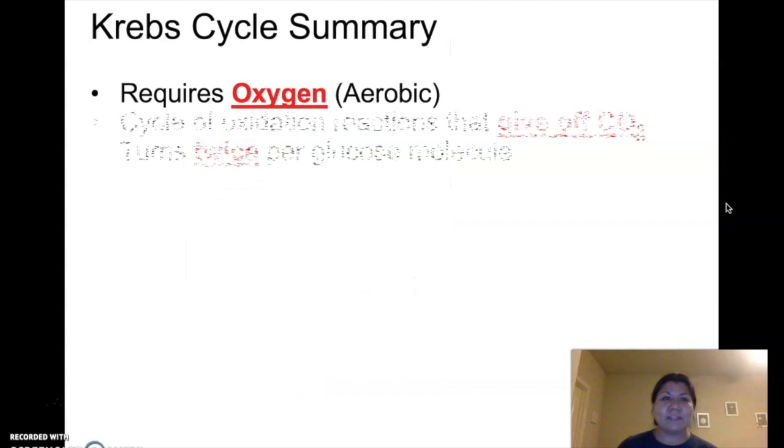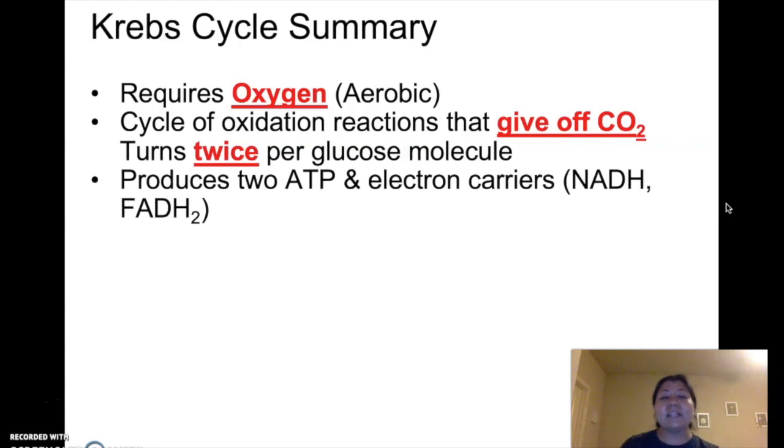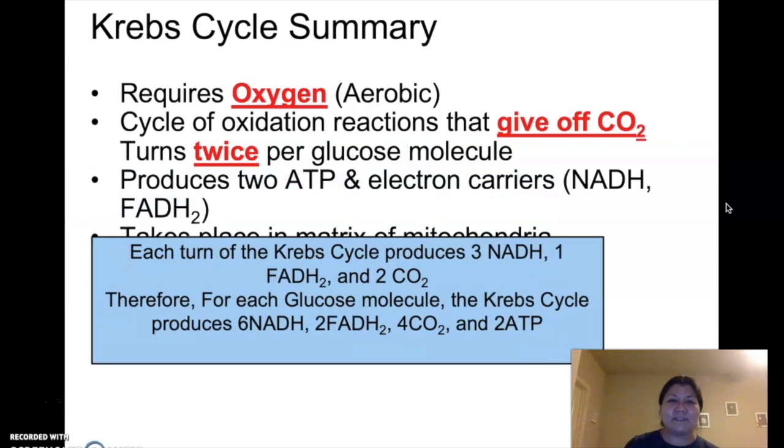Very good. Okay, so remember, you need oxygen for this to happen. This is going to give off carbon dioxide, and it's going to happen twice per glucose molecule, because every time the Krebs cycle happens, it's for a pyruvate, which is half of a glucose molecule. You're going to get 2 ATP, and you're going to get a bunch of electron carriers. That's the main purpose of the Krebs cycle. And this happens inside the mitochondria.